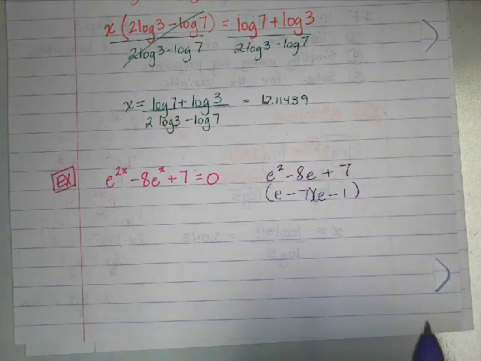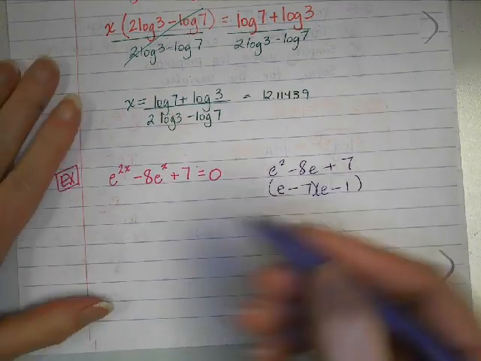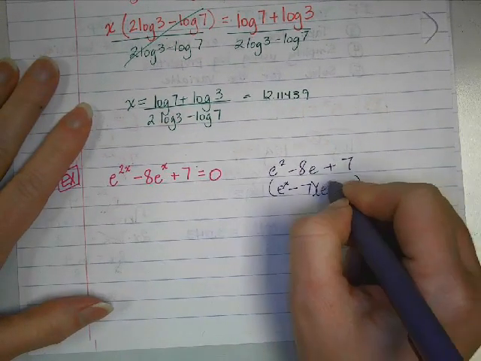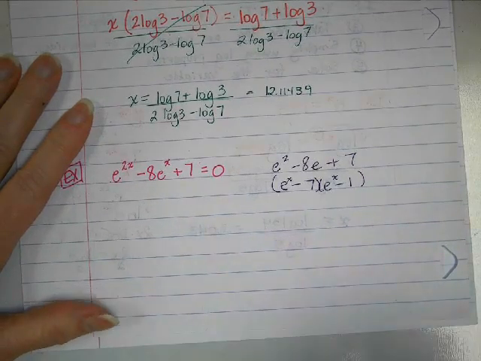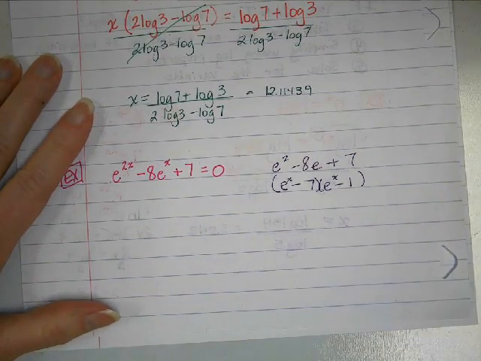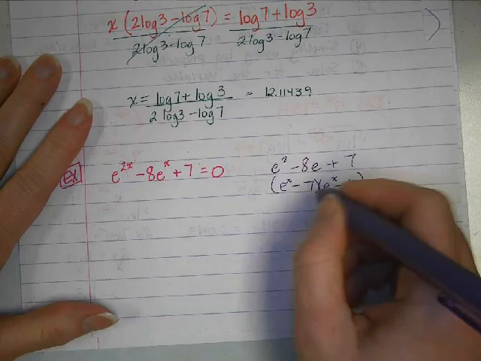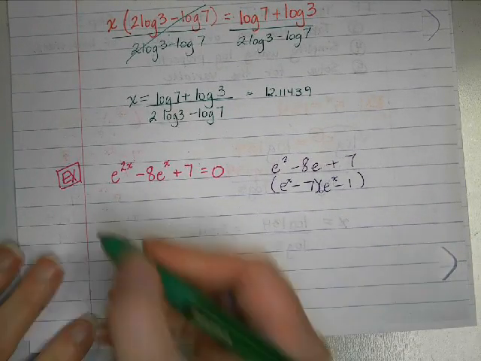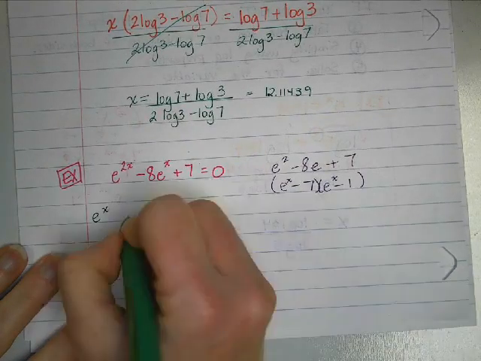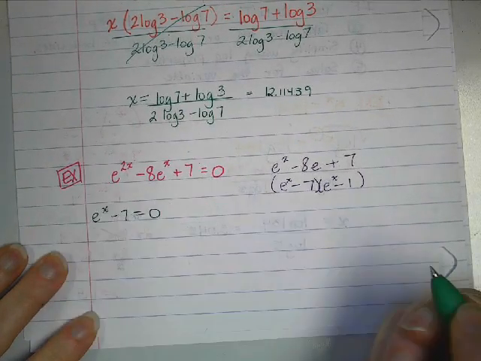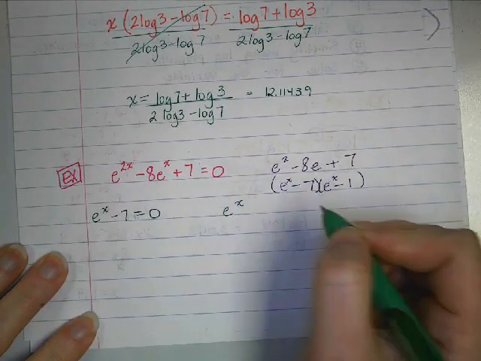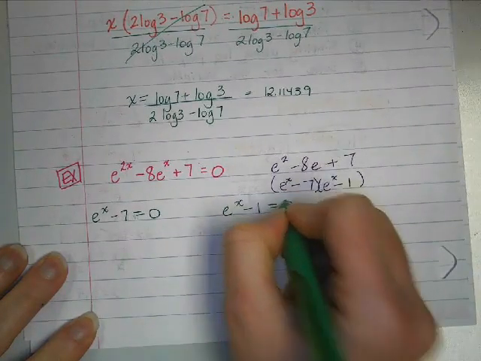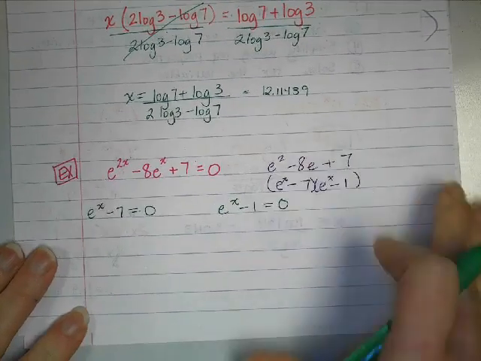All right, now we can go back and put the x's on it. So that would be e to the x minus 7 and e to the x minus 1, which means I actually have two separate equations here. I have e to the x minus 7 equals 0, and I have e to the x minus 1 equals 0, and I have to solve them both.